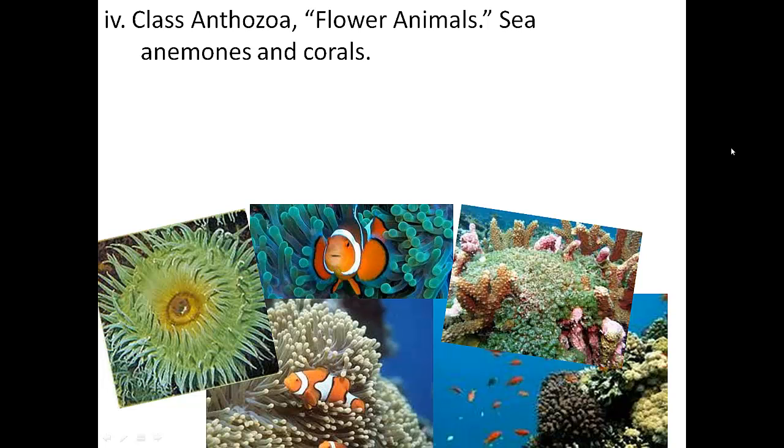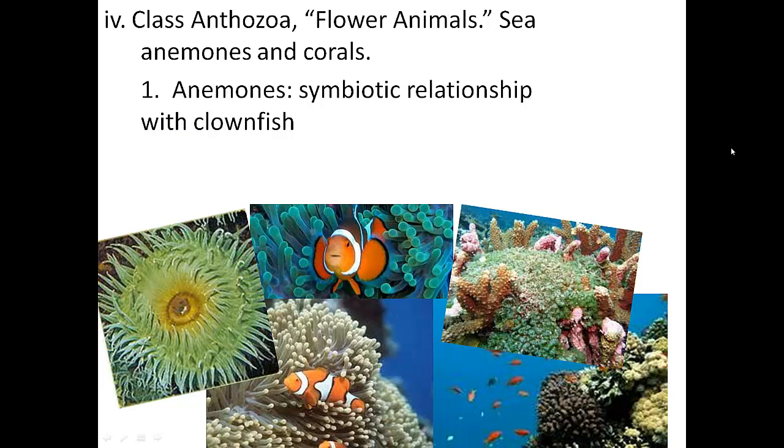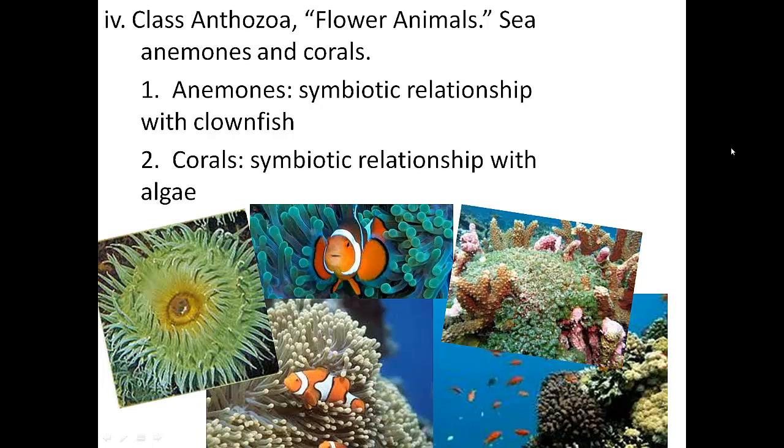Anemones have a symbiotic relationship with clownfish, so if you've seen Finding Nemo, you know this a little bit already. It's a mutualistic relationship. And corals have a symbiotic relationship with algae, which is another mutualistic relationship.